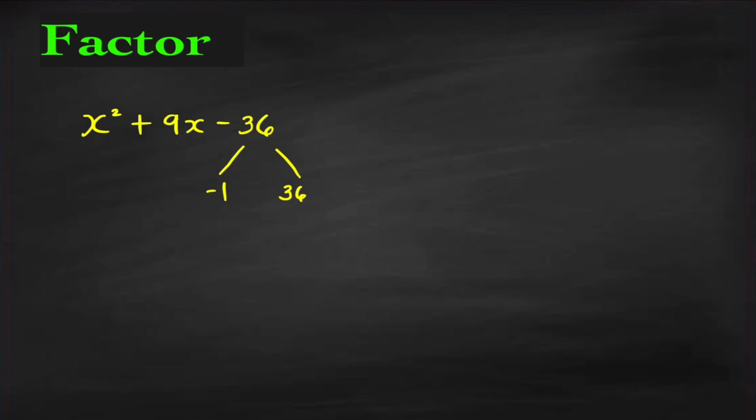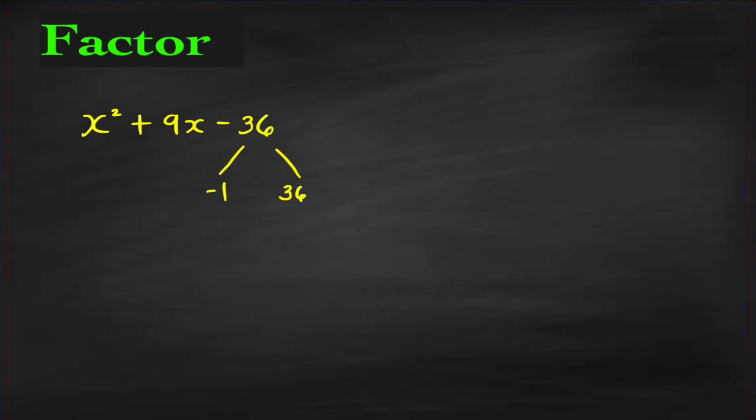Obvious factors of 36 are 1 and 36, but since the product must be negative, one of them is negative. But since the sum must be positive 9, for sure the negative sign is on the lesser number. So you have negative 1 and then 36.